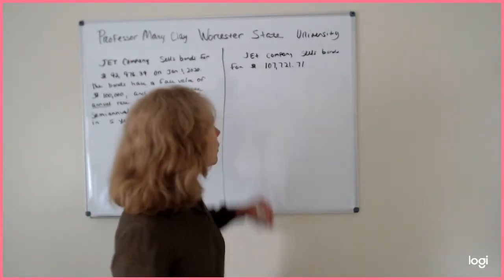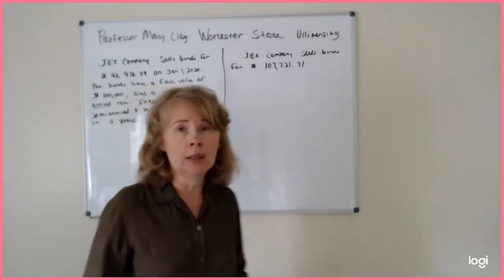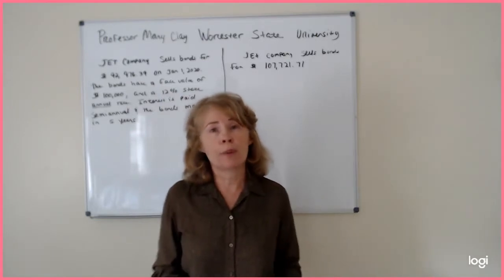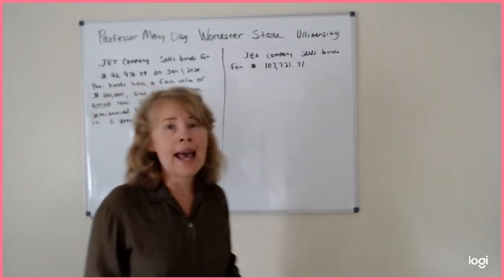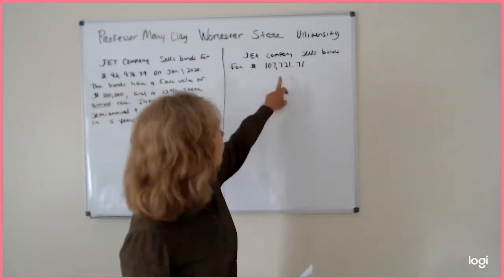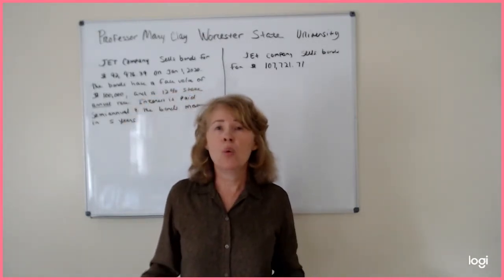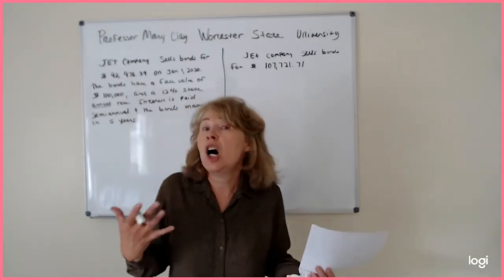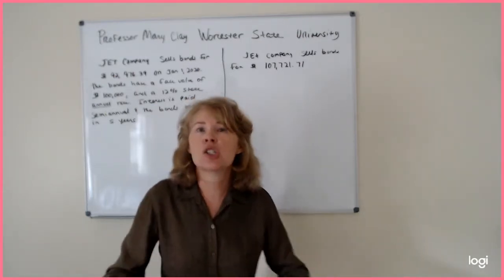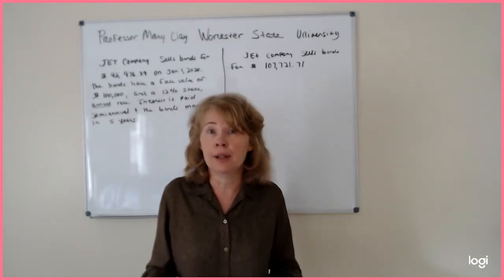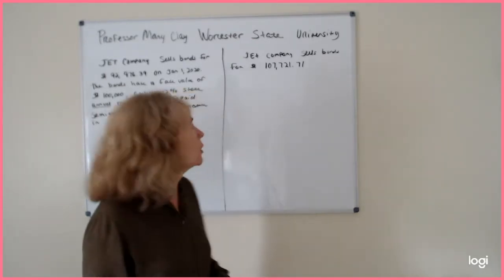Now let's focus on when it's a premium. Same details, stated interest rate is 12%. However, now the bond sells at $107,721.71. Well, what does that mean? You wanted $100,000 for your bond. It sold for more than what you originally wanted. That's a premium. All right, so let's do the basic journal entry.